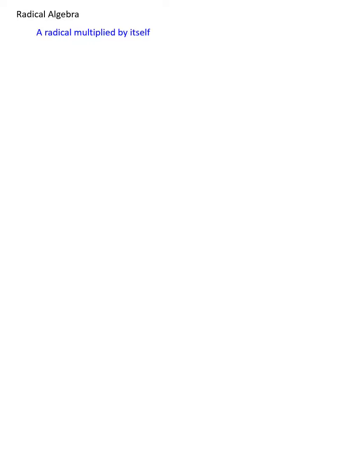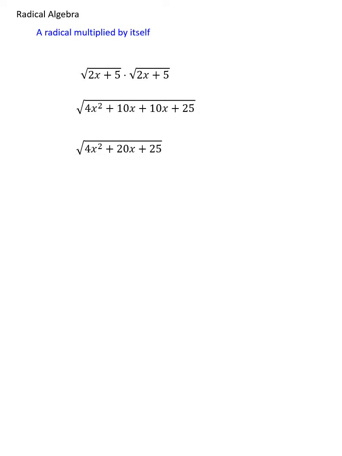Let's change the subject a bit to the concept of a radical multiplied by itself. And I want to use this as an example. Now, we don't particularly know what x is in this expression, nor do we care necessarily. But what's worth noting here is that we have a radical multiplied by itself. Well, as we know, radicals multiply together. So I would have to multiply 2x plus 5 times 2x plus 5 using the FOIL process. And ultimately, after combining terms, getting this.